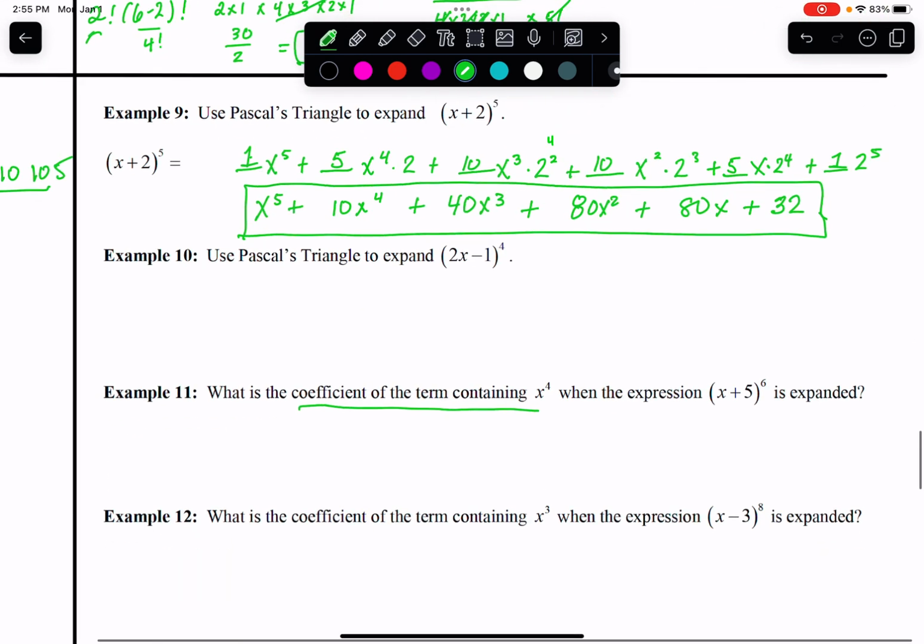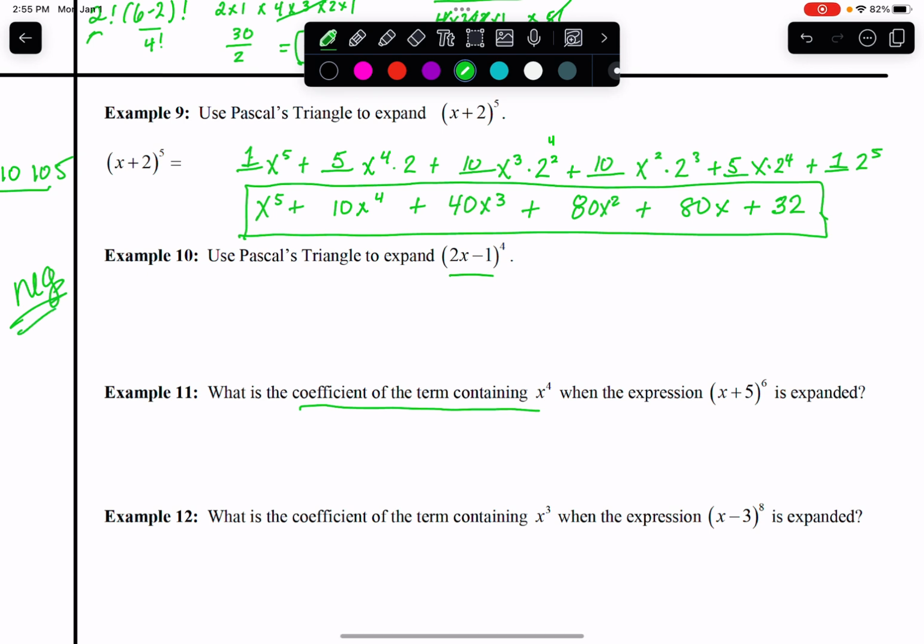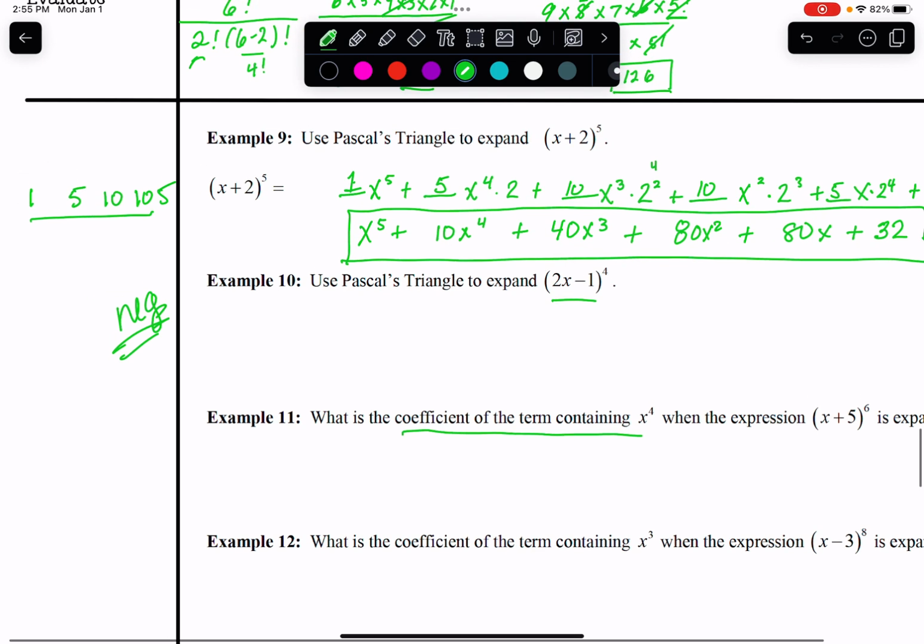Another example is 2x minus 1. Now this is good because it shows you a negative. What happens is it just goes alternating positive and negative, positive and negative. So for the 4th power, it was 1, 4, 6, 4, 1. Let's remember that. This also has a 2x instead of just an x, so you'll see how that's done.